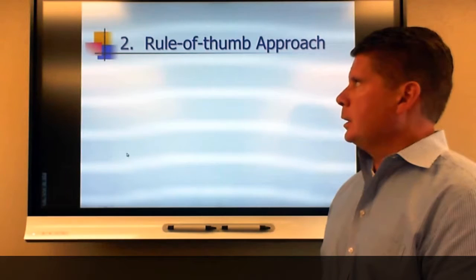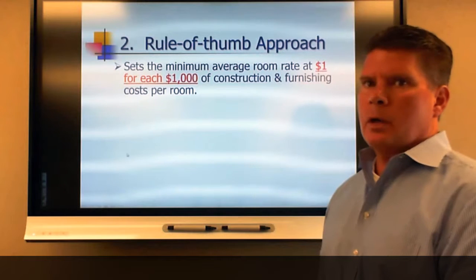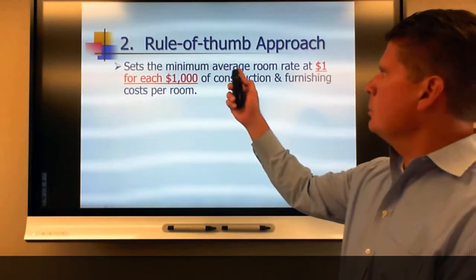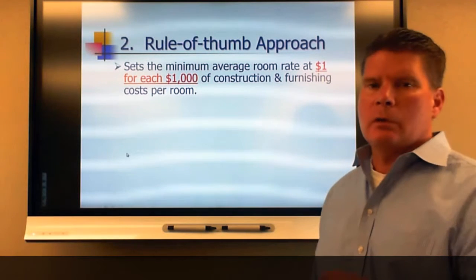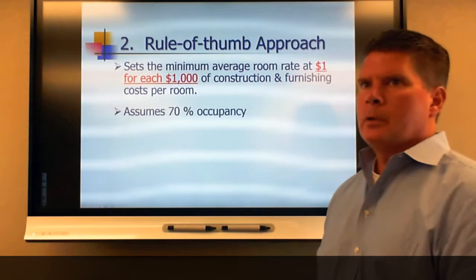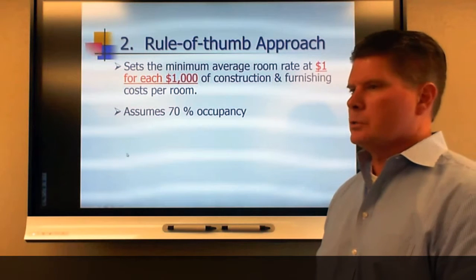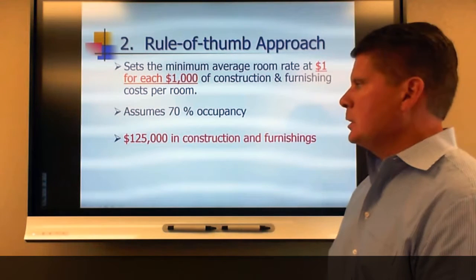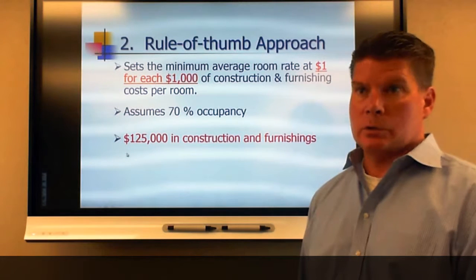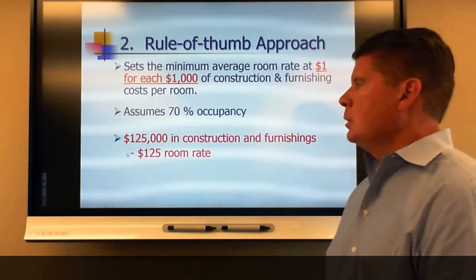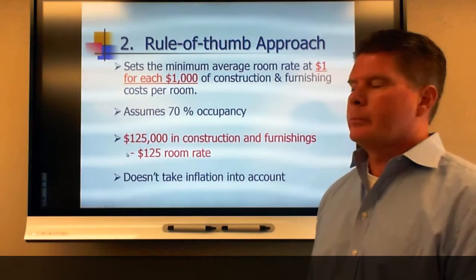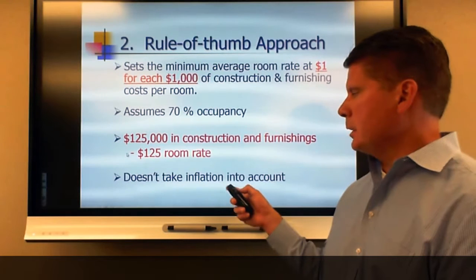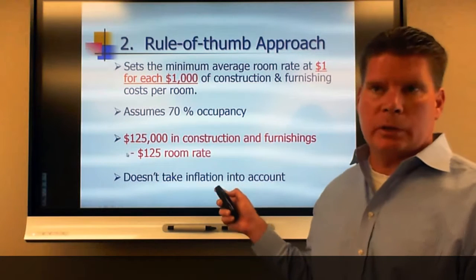The second way we're going to look at is called the rule of thumb approach, and it's pretty simple. You set the minimum average room rate at $1 for each $1,000 of construction and furnishing costs per room. This assumes a 75% occupancy. A quick example: if you spend $125,000 in construction, then you would charge $125 per room per night. This has a problem in that it doesn't take into account inflation.